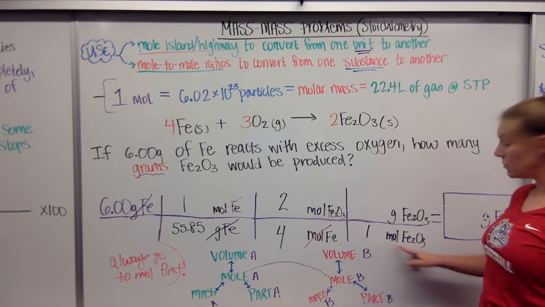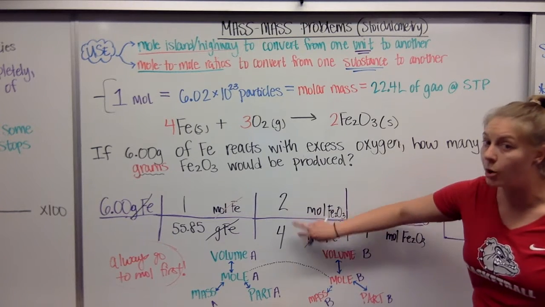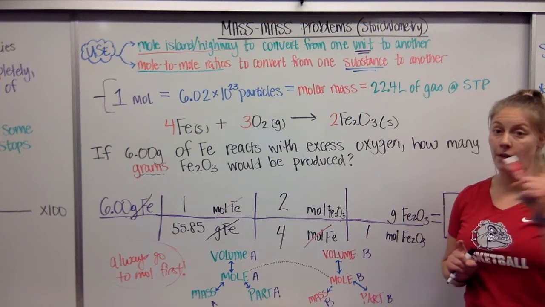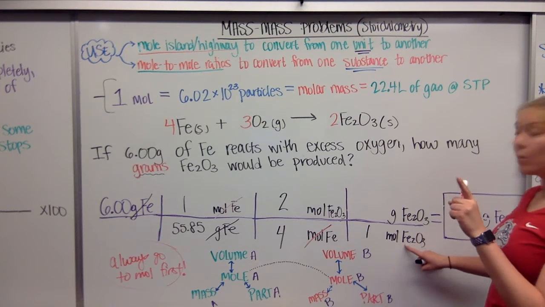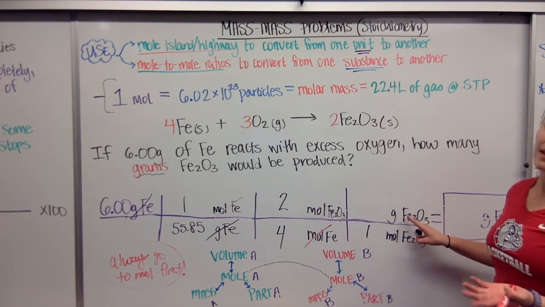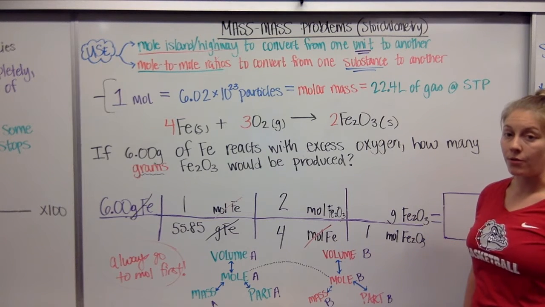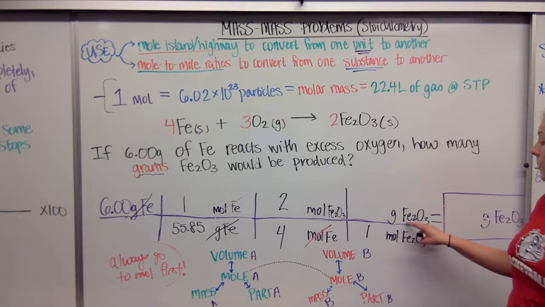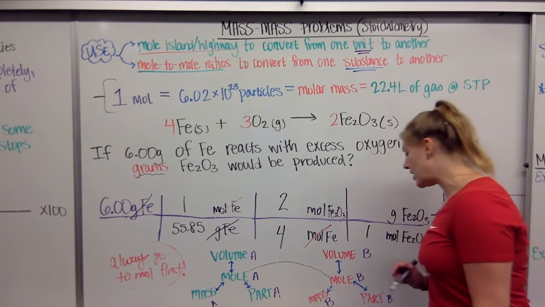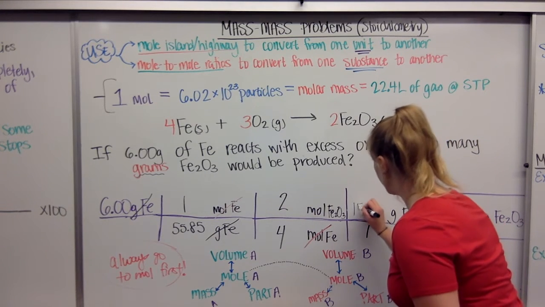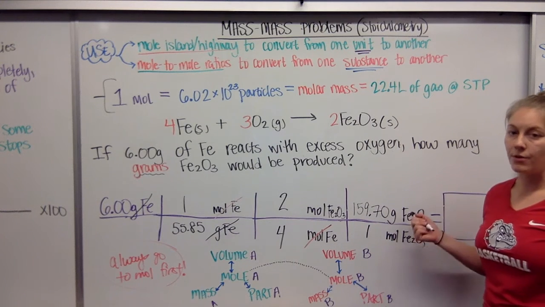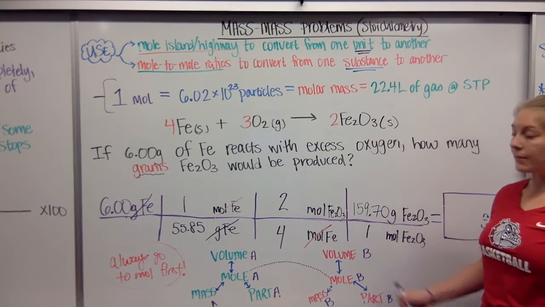In 1 mole, it's always 1 mole, unless it's the mol-to-mol ratio, okay? So, in 1 mole of Fe2O3, what is the mass of Fe2O3? What's the molar mass of Fe2O3? You add it up from the periodic table, 2 irons, 3 oxygens, and you get 159.70 grams of Fe2O3 for each mole of Fe2O3.